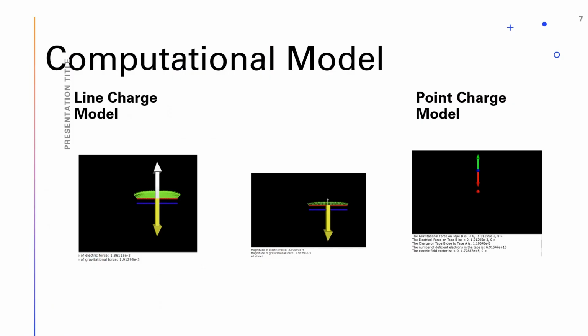Moving on to the computational model, the first one showcases the line charge model, with the electric field balancing out with the gravitational field, exactly what we expect. And it's quite nice to look at. The second one is more for fun. It showcases what happens if we assume it's a point charge in our line charge model. It does not balance out at all. It's terrible. And then we have the point charge model from last time.